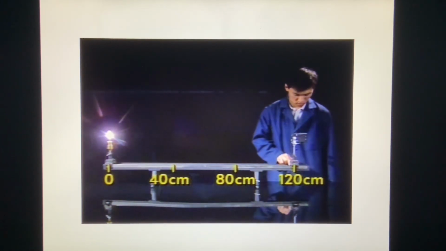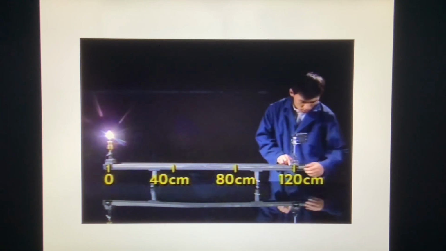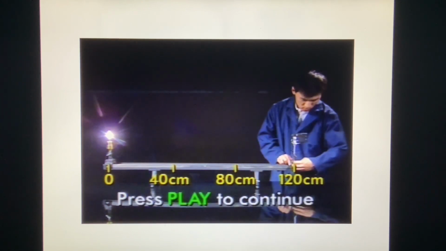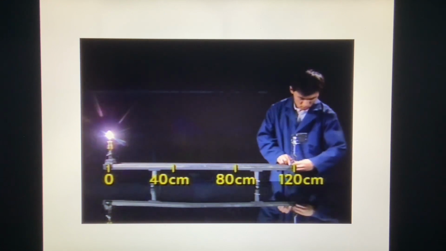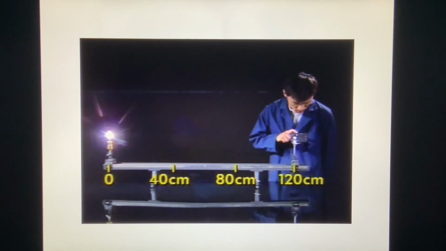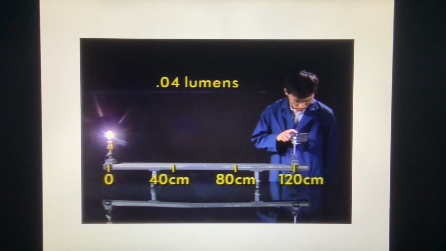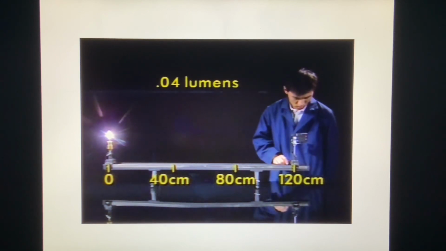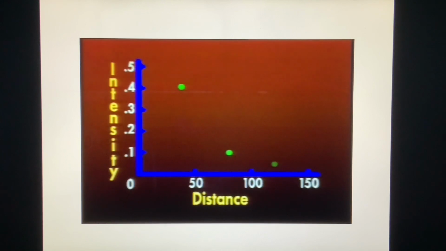What will the intensity be at 3 times the original distance? At 3 times the distance, the light intensity is 0.04 lumens, or about 1/9 of the original reading. This graph plots the intensity of the light measured at the 3 distances.